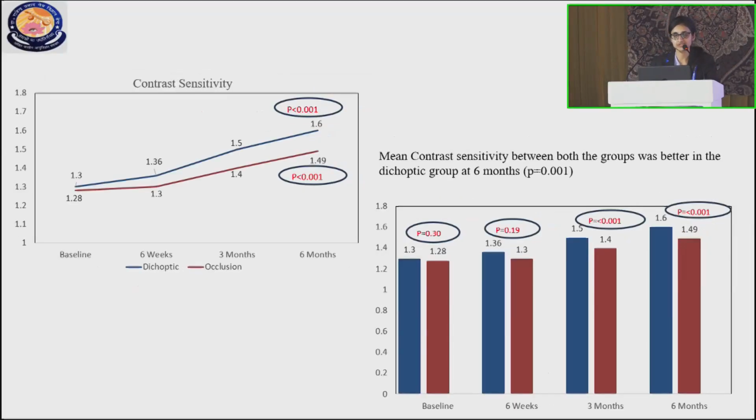was not significant. The contrast sensitivity, as you can see in the dichoptic group, improved from 1.3 to 1.6, which is a significant p-value, and in the occlusion group it also improved with a significant p-value, but between both the groups it was better in the dichoptic group at the end of 6 months.